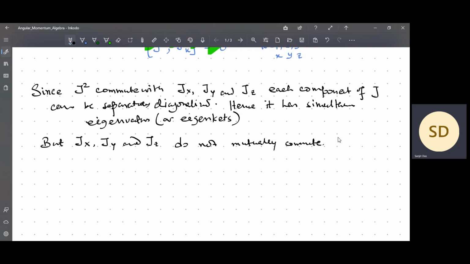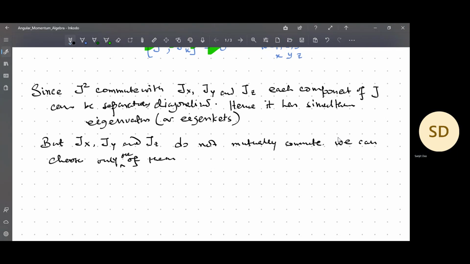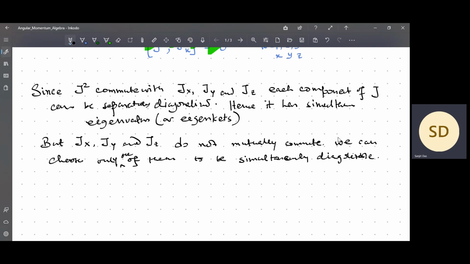and the next term will be the other one which is left. So they do not mutually commute. We can choose only one of them to be simultaneously diagonalizable. So that means J square commutes with Jx, J square commutes with Jy, J square commutes with Jz. But independently, Jx, Jy, Jz do not commute among themselves. So I can take a maximum of one that will be simultaneously diagonalized, because the other two are related to each other.